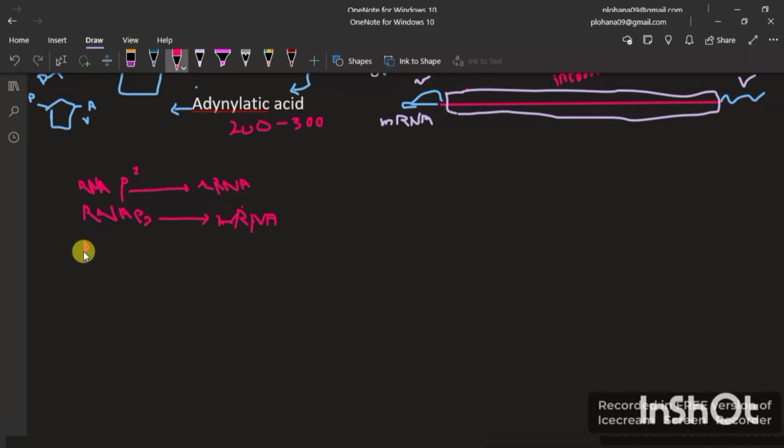And last, RNA polymerase 3. It was forming what? It was forming tRNA, which is transporter RNA. Now let's see, these are the same processes.